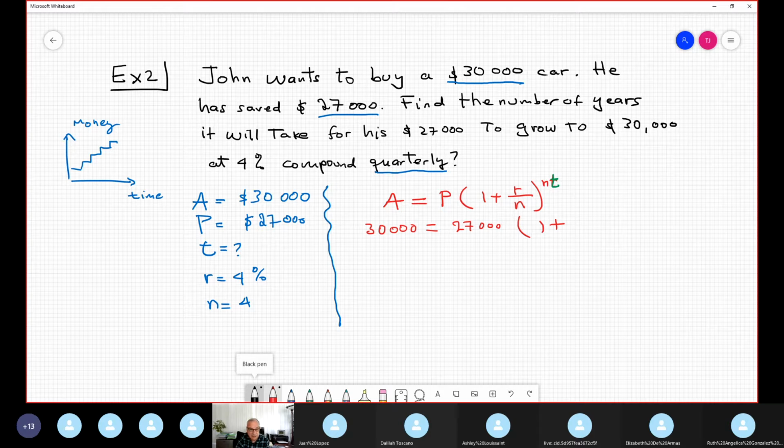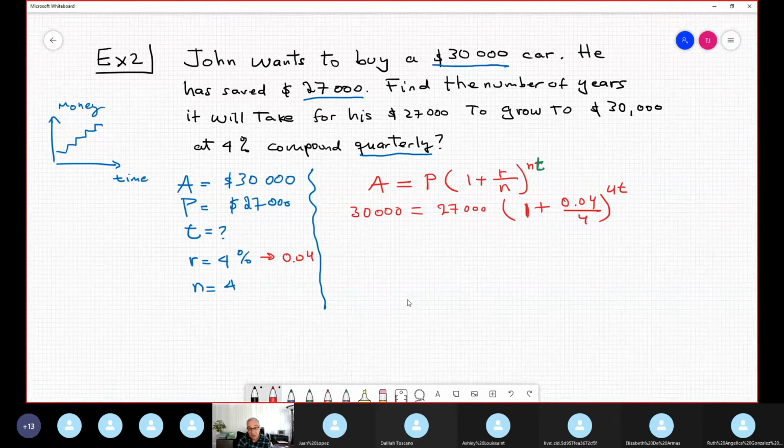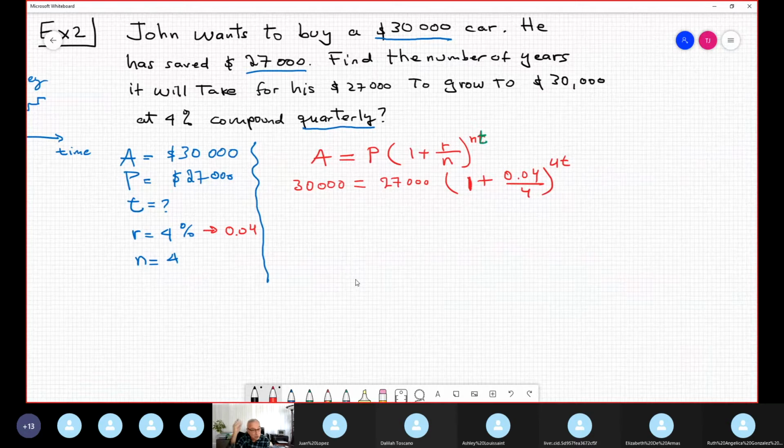plus r. Remember, you immediately convert it to decimal: 0.04, divided by 4. And raised to the nt, n is 4. And t is exactly the unknown, the quantity I am looking for. But in this moment, we have the exponential equation, I suppose. Remember, an exponential equation is an equation where the unknown is located in the exponent.